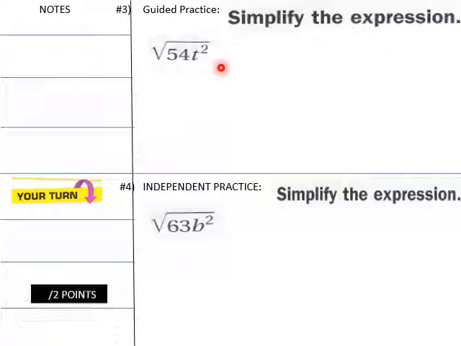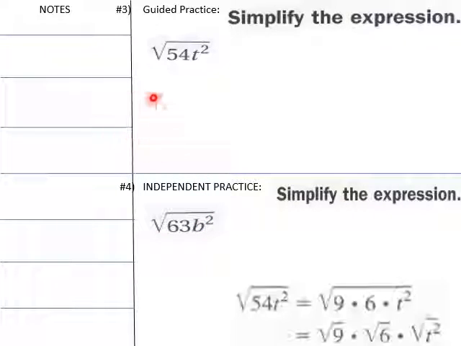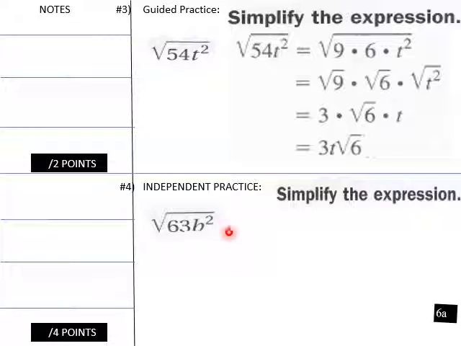Okay, now we're going to do a couple of these here. Students, this is yours, so pay attention. Our guided practice here, radical 54t squared. 9 times 6 times t squared. Then we put each one of these under the radical. That's an important step right here. And then this becomes 3, this becomes t. This stays radical 6. So we have 3t radical 6. And that is the guided practice.